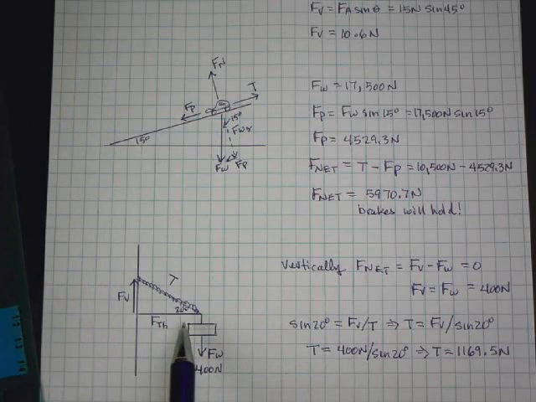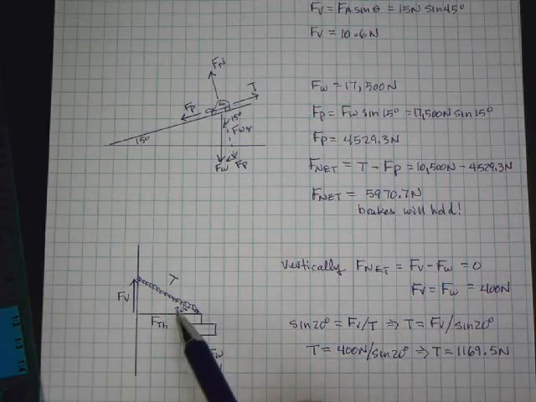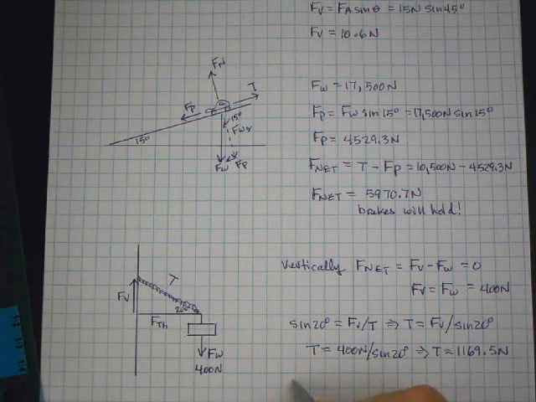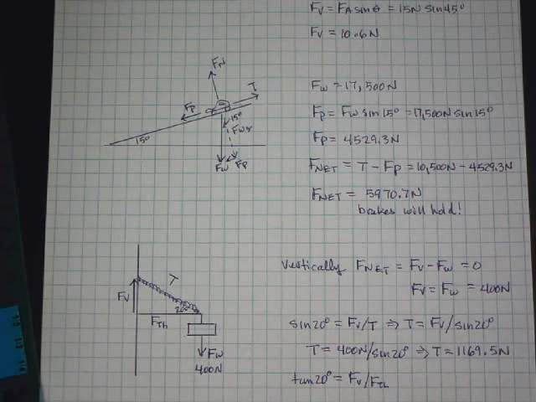I could use cosine, and that would be adjacent over hypotenuse, now that I have the tension. Or I can use tangent, which is opposite over adjacent. And so I'm going to use the tangent one this time. That would be FV over FTH, the thrust force of the rod.